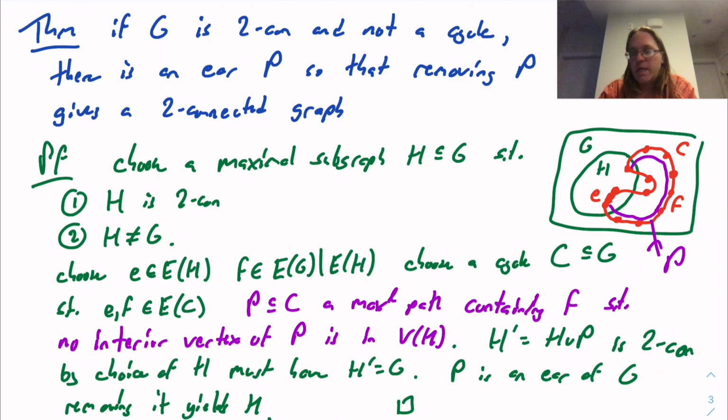So as I said, this is a really nice theorem for proving things about two-connected graphs. If we have a two-connected graph and it's not a cycle, then you're guaranteed the presence of an ear, and when you remove that ear, you will be left with a smaller two-connected graph. And I will stop the lesson there.